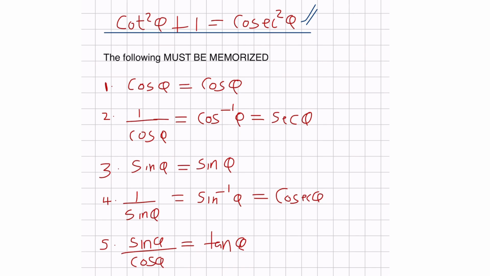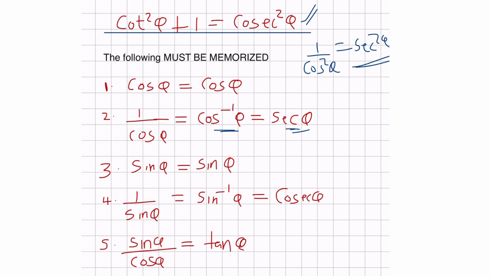Remember that cos theta is equal to cos of theta. Then 1 over cos theta, or the inverse of cos theta, which is cos to the power of negative 1 theta, is equal to sec theta. That is why previously you saw us saying 1 over cos squared theta is equal to sec squared theta. We are getting it from here: the standard identity says 1 over cos theta, or cos to the power of negative 1 theta, is equal to sec theta.